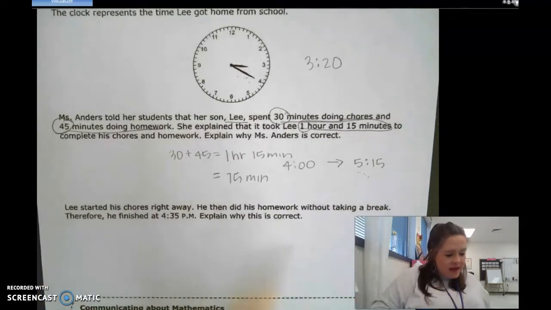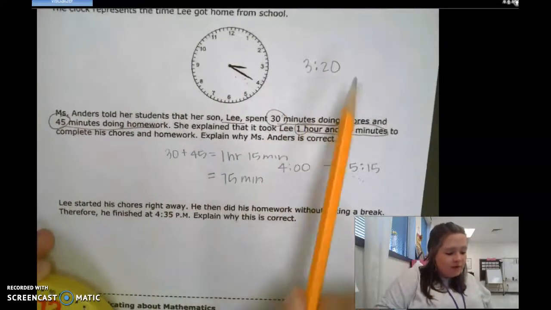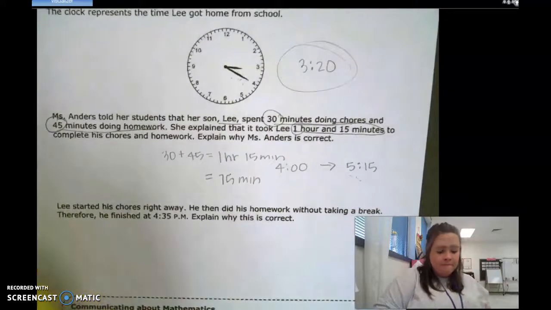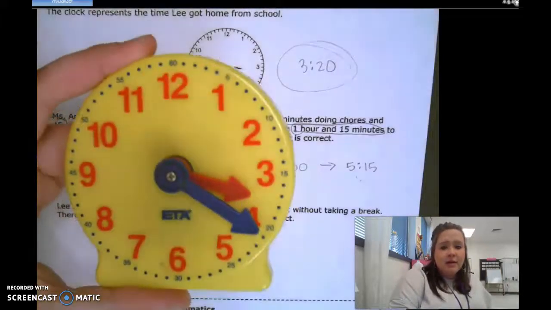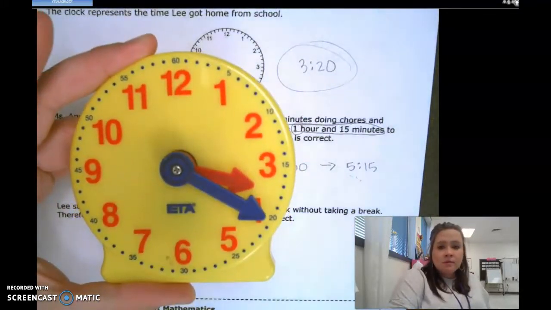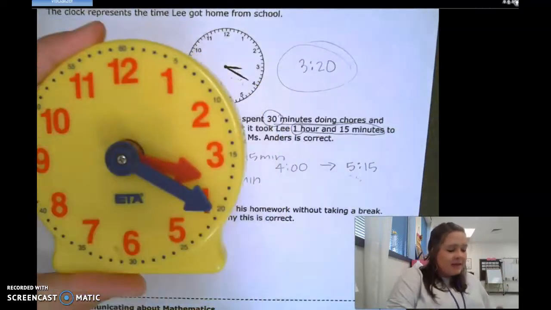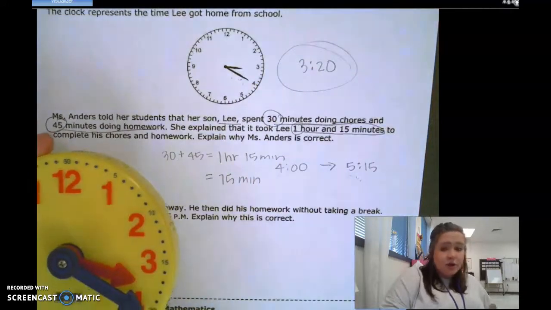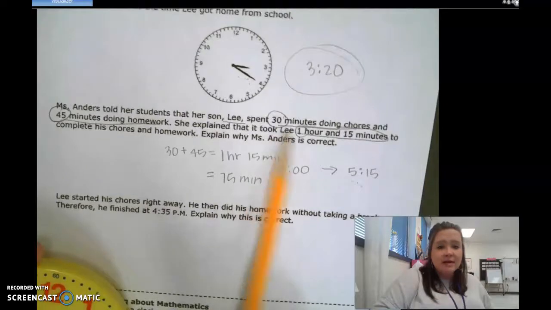Okay. He started his chores right away. Well, what time did he get home from school? Good. He got home from school at 3:20. So let's set our clocks back to 3:20. The first amount of time he spent doing something was 30 minutes, and he spent that doing his chores.